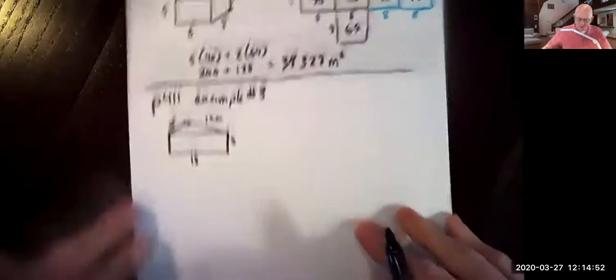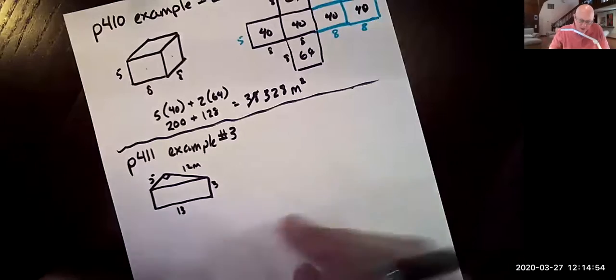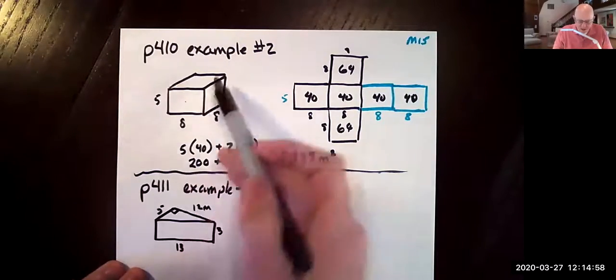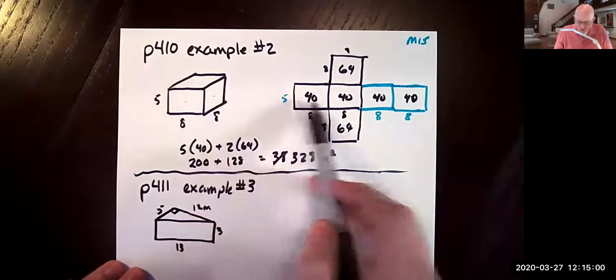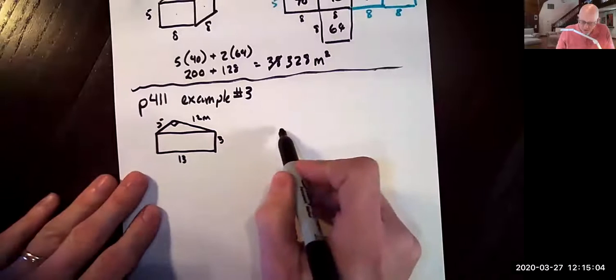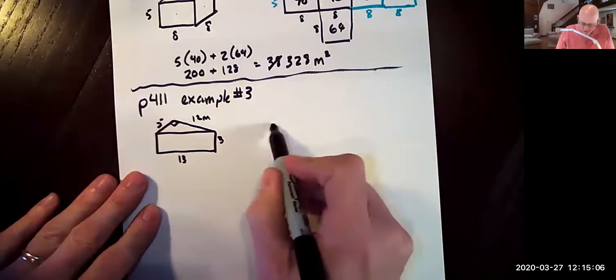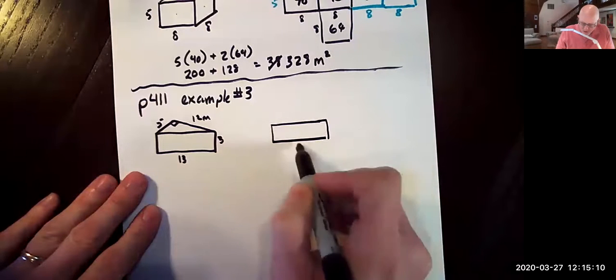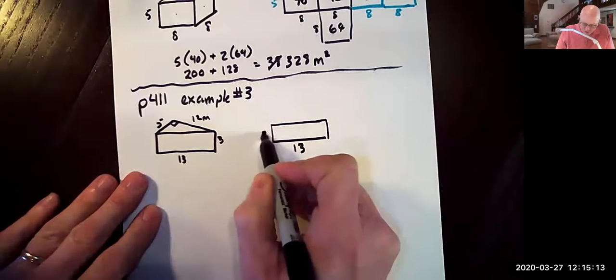So we need to draw this thing out. Just like in the last one, where I drew the front and the side and the back and the other side in a row, I'm going to do the same thing here. I'm going to draw this front panel. This is 13 by 3.